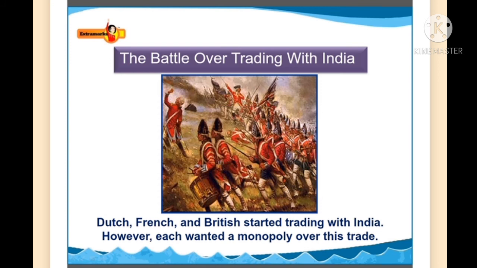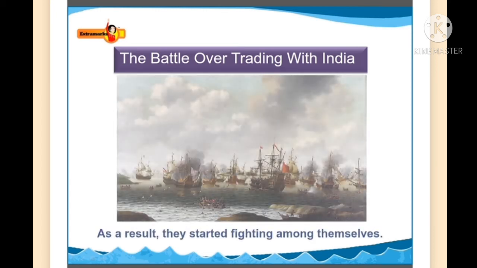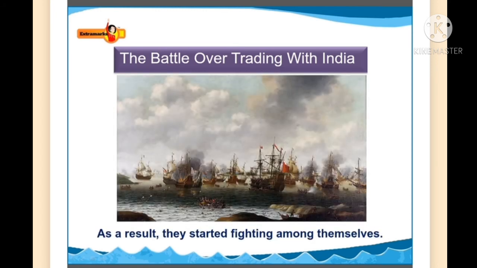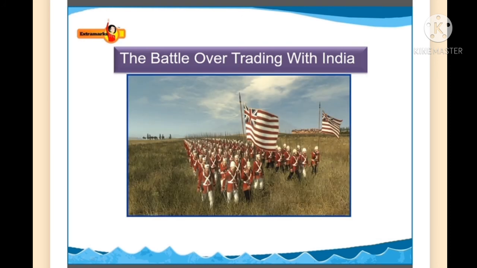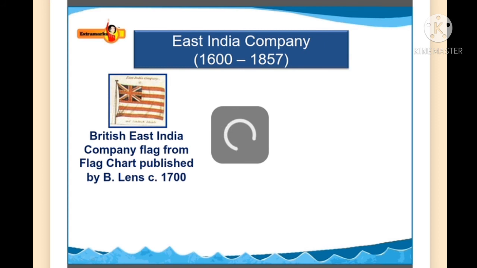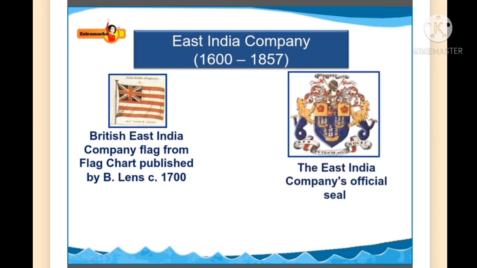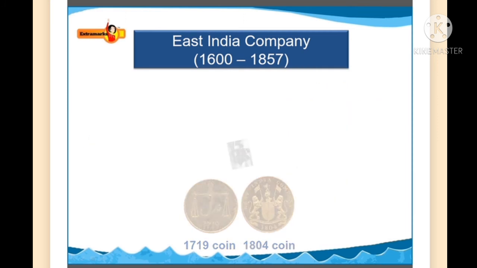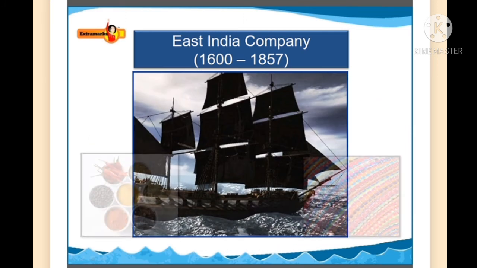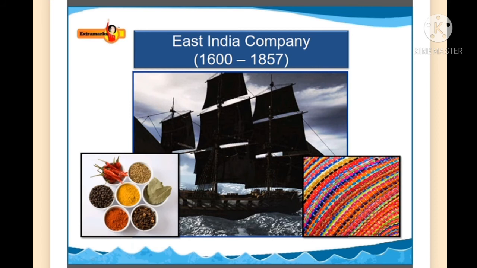Soon the Dutch, French, and British started trading with India. However, each wanted a monopoly over this trade. As a result, they started fighting among themselves. Finally, the British defeated the others. In the year 1600, the British formed the East India Company. They made trading centers in India and traded mainly in spices and textiles.